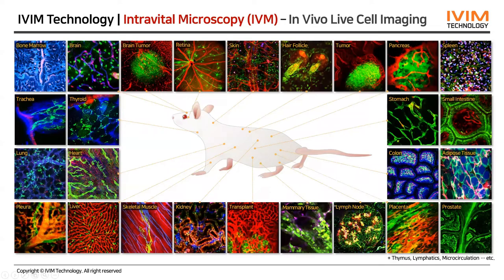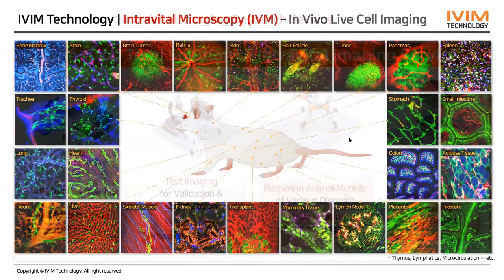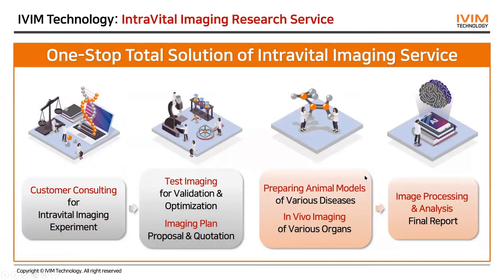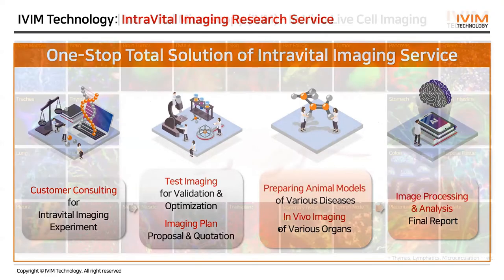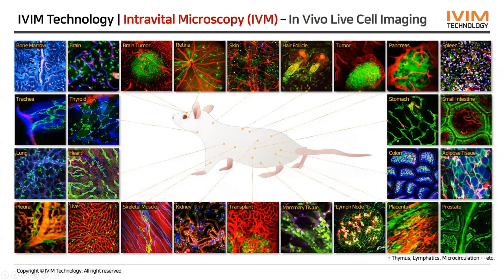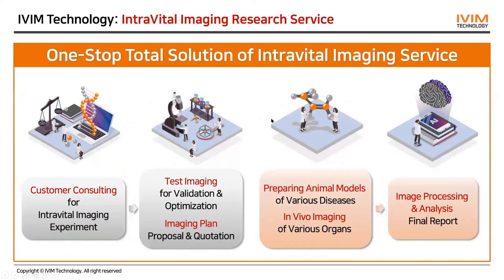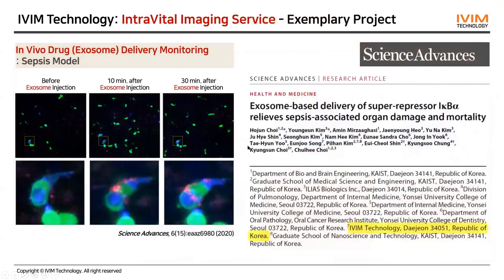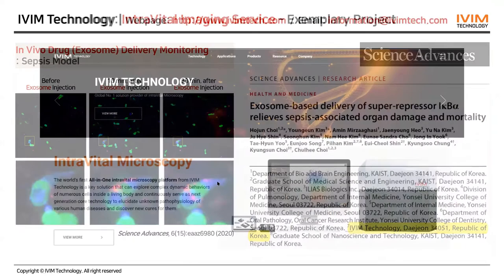Okay, I just showed several examples. But if you have some difficulty or some hesitations, this is a little bit out of the story, but you can ask us for help with the imaging service before you make a decision. So this is one exemplary project we did. We imaged the delivery of the exosome in the sepsis mouse model and then reported it to the resources. And it was published in 2020s.